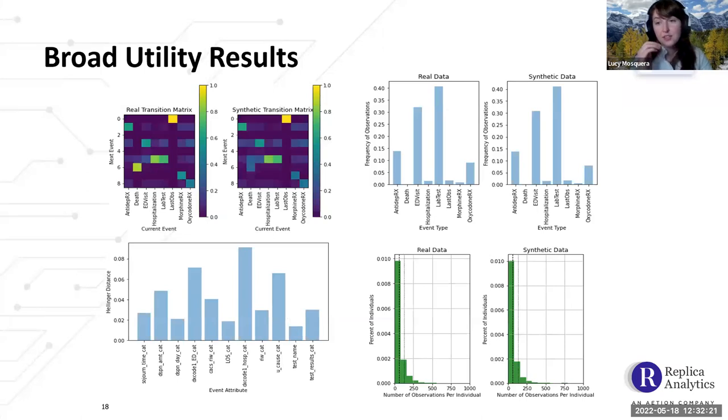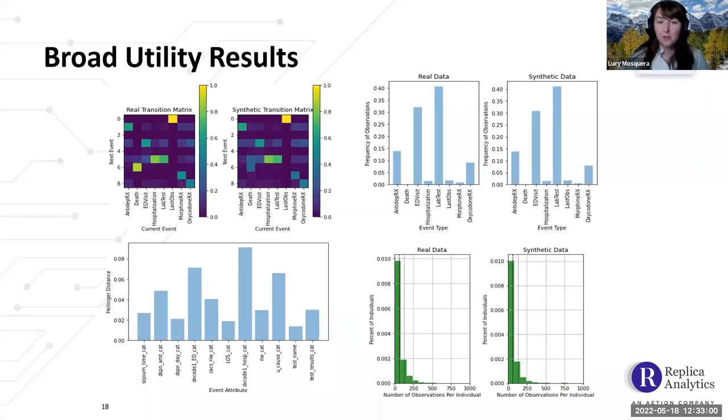But just to give some additional context, since this was a raw data set that we synthesized, we were able to calculate some of the broad utility results that I mentioned earlier. For example, in the top left-hand side, those are our transition matrices that help us visualize the probability of an individual receiving one service or another as their next observation, given the event that they had. So the probability that after a doctor's visit, you're going to receive a prescription versus a laboratory test, for example. The real data is on the left-hand side and the synthetic data is on the right-hand side, and you can see that the patterns in this transition matrix are very well reproduced.